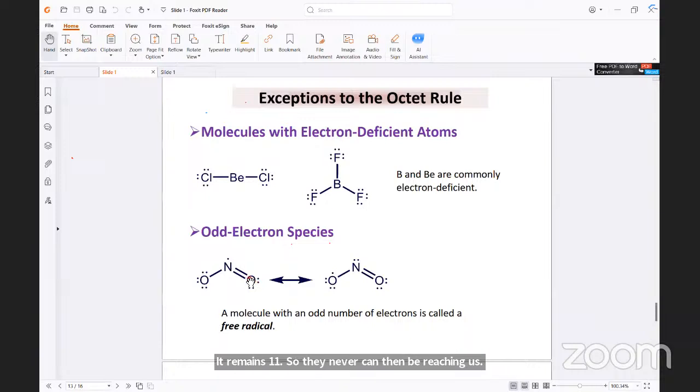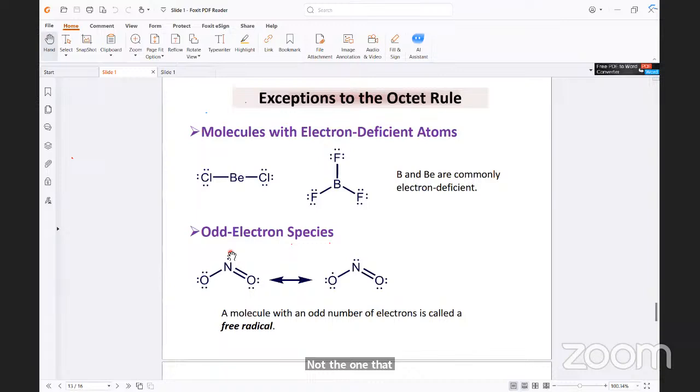So with this oxygen now, it's complete. You have 1, 2, 3, 4, that's 8. Then for this one, you have also 2 electrons, 2 electrons, 2 electrons. We are distributing 11 electrons: 4 has been sent here, 6 has been sent here, making a total of 10. Then the remaining one, you see it on nitrogen. The remaining one on nitrogen is an odd electron species.